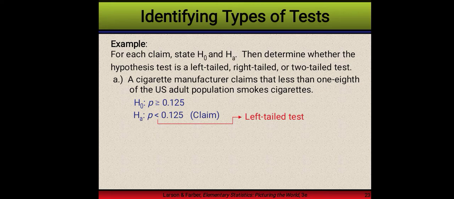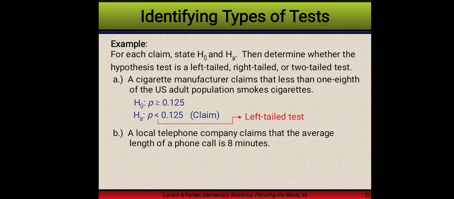Example number 2. A local telephone company claims that the average length of a phone call is 8 minutes. So we have the claim, 8, as the null hypothesis, and we have the representation of the alternative hypothesis, not equal to 8. So since we have a not equal to symbol, this is an example of a two-tailed test, correct?